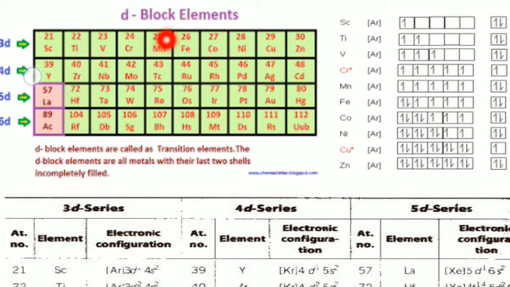D block elements are not all transition elements, but all transition elements are d block elements. D block elements have the differentiating electron in the d orbital only, whereas transition elements are the elements which have incompletely filled d orbitals in ionic state or atomic state.